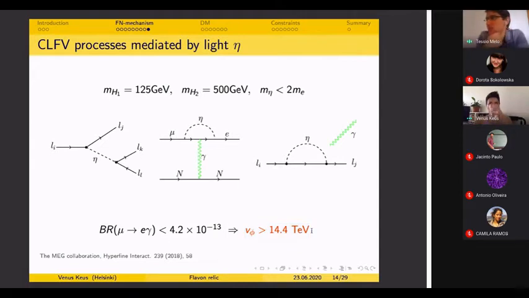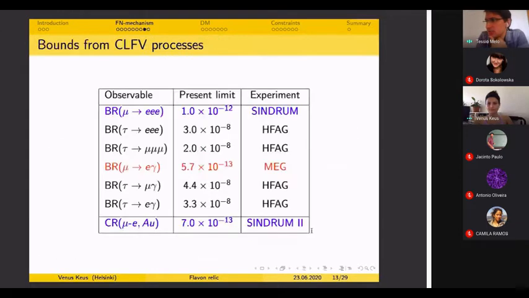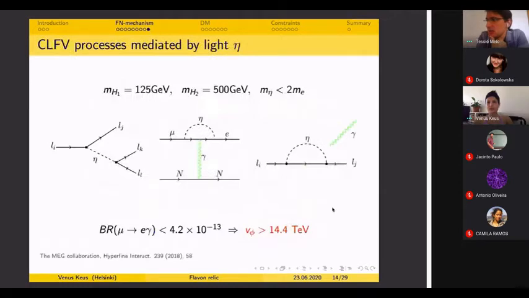Maybe a silly question, but in this last diagram where you have mu to E gamma, this photon is coupling to the eta particle. The reason people usually draw it like this is that if eta is neutral, which it is in this case, the photon doesn't couple to this guy.